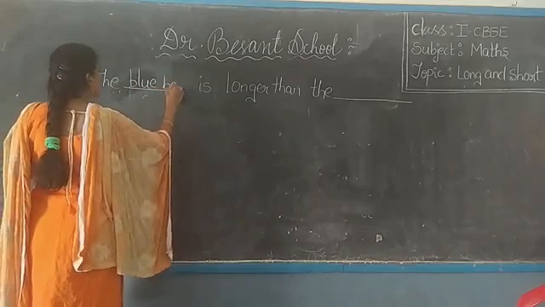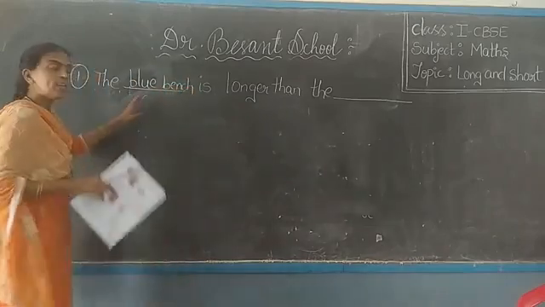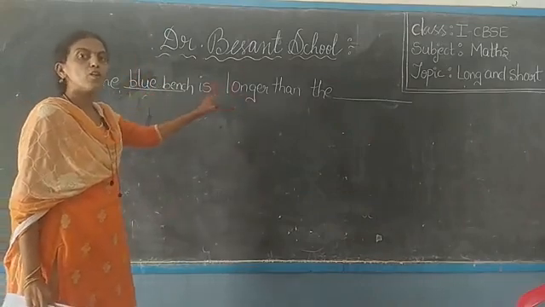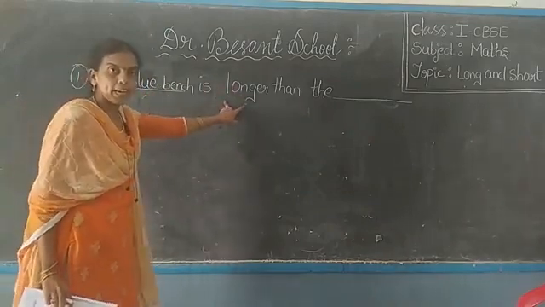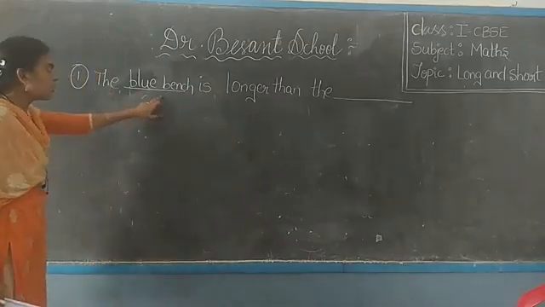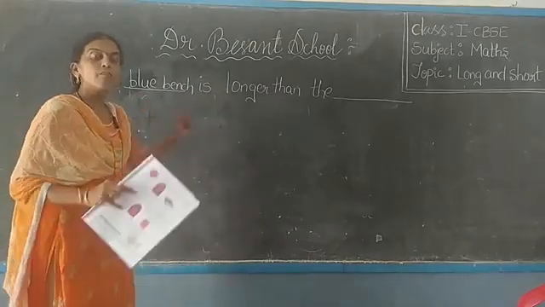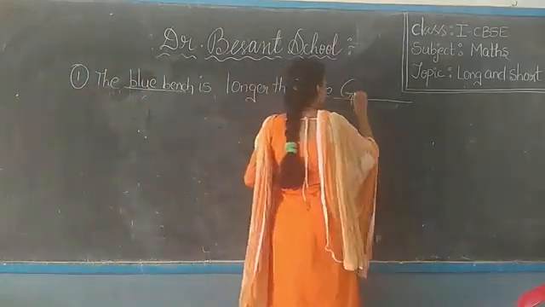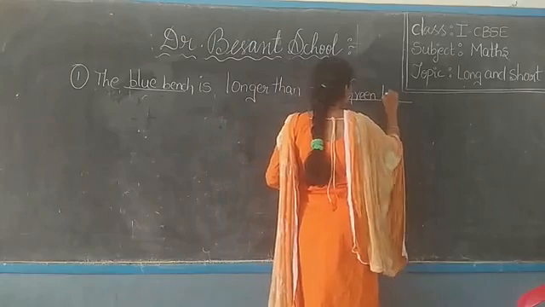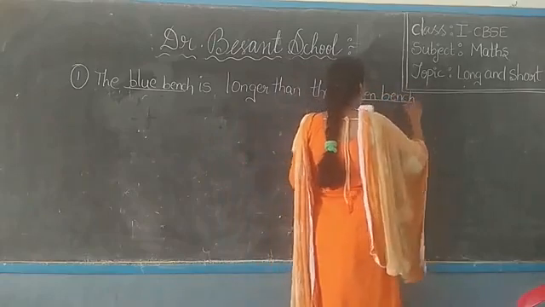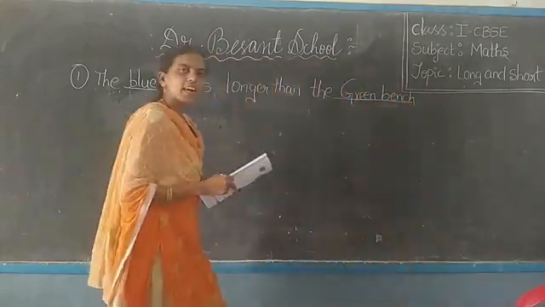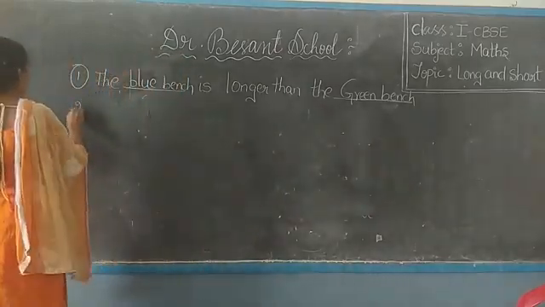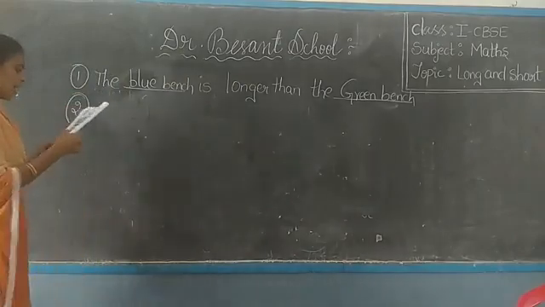Blue bench is longer because blue bench is not the longest. It is compared with the another bench. So when we are comparing, observe here, the blue bench is longer than which bench? Green bench. So write down green in the second blank. So green bench is the shortest bench. Similarly, go for the next blank.